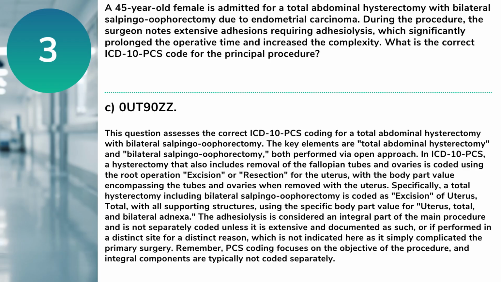The key elements are total abdominal hysterectomy and bilateral salpingo-oophorectomy, both performed via open approach. In ICD-10-PCS, a hysterectomy that also includes removal of the fallopian tubes and ovaries is coded using the root operation excision or resection for the uterus, with the body part value encompassing the tubes and ovaries when removed with the uterus. Specifically, a total hysterectomy including bilateral salpingo-oophorectomy is coded as excision of uterus, total, with all supporting structures, using the specific body part value for uterus, total, and bilateral adnexa.